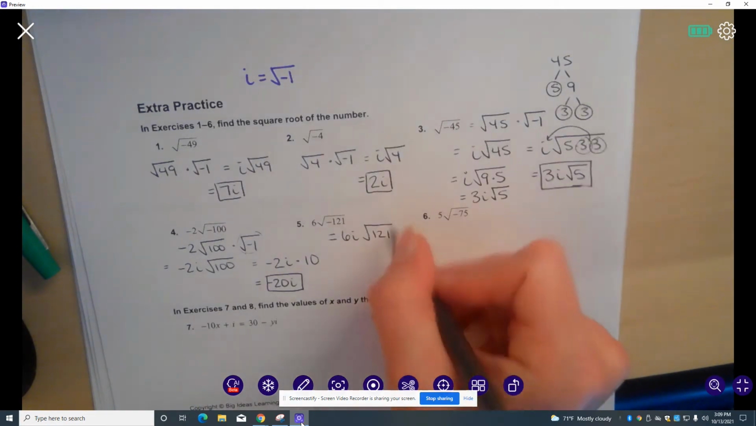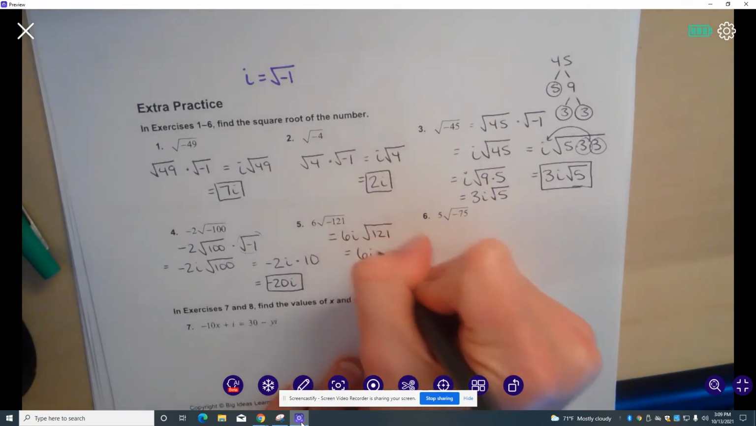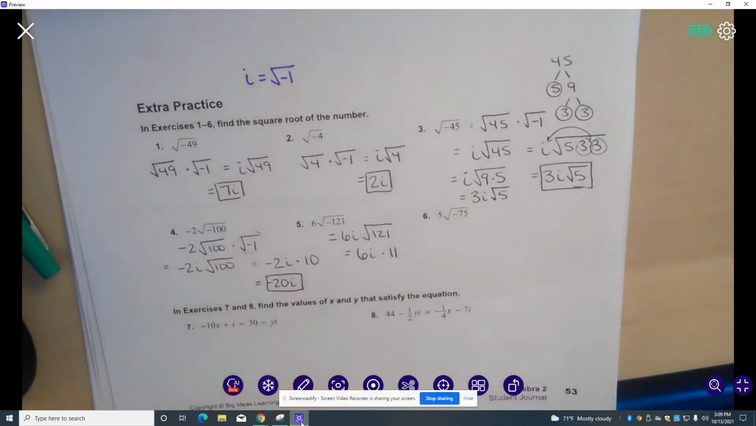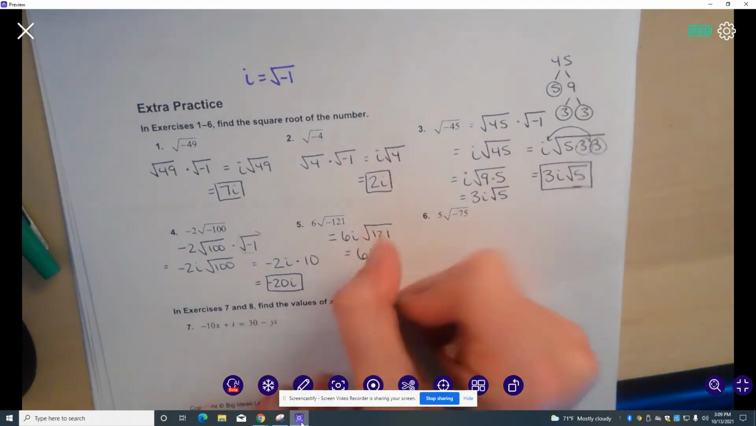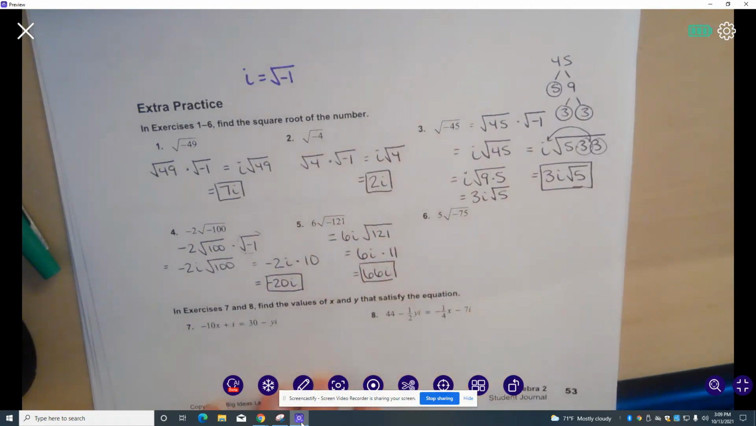121 is a perfect square. The square root of 121 is 11. And 6 times 11 is 66. So my final answer is 66i.